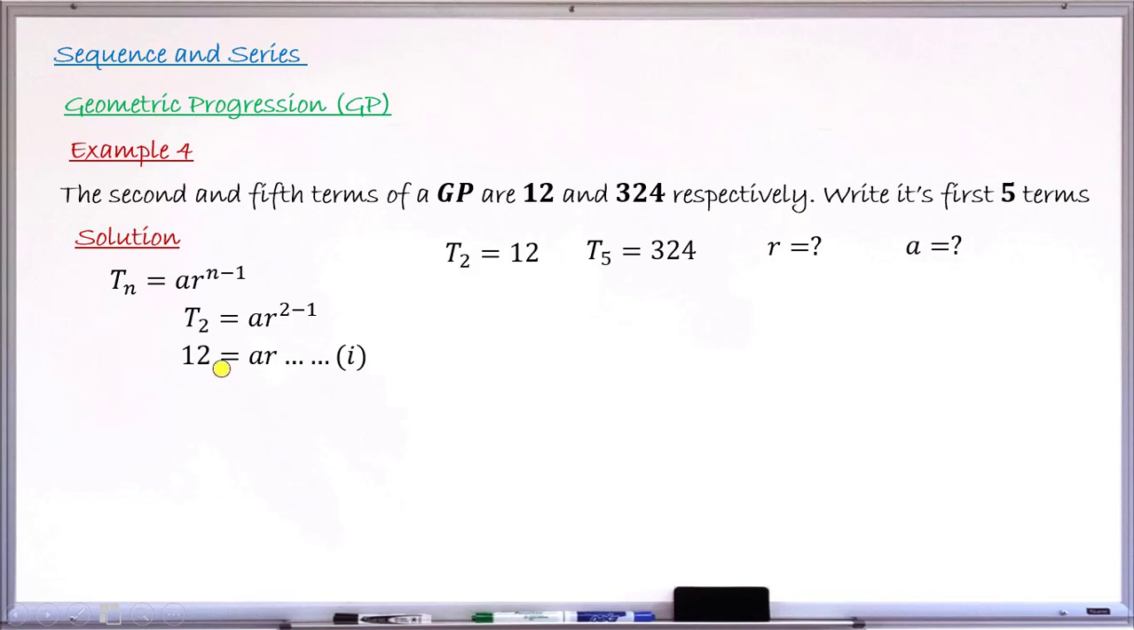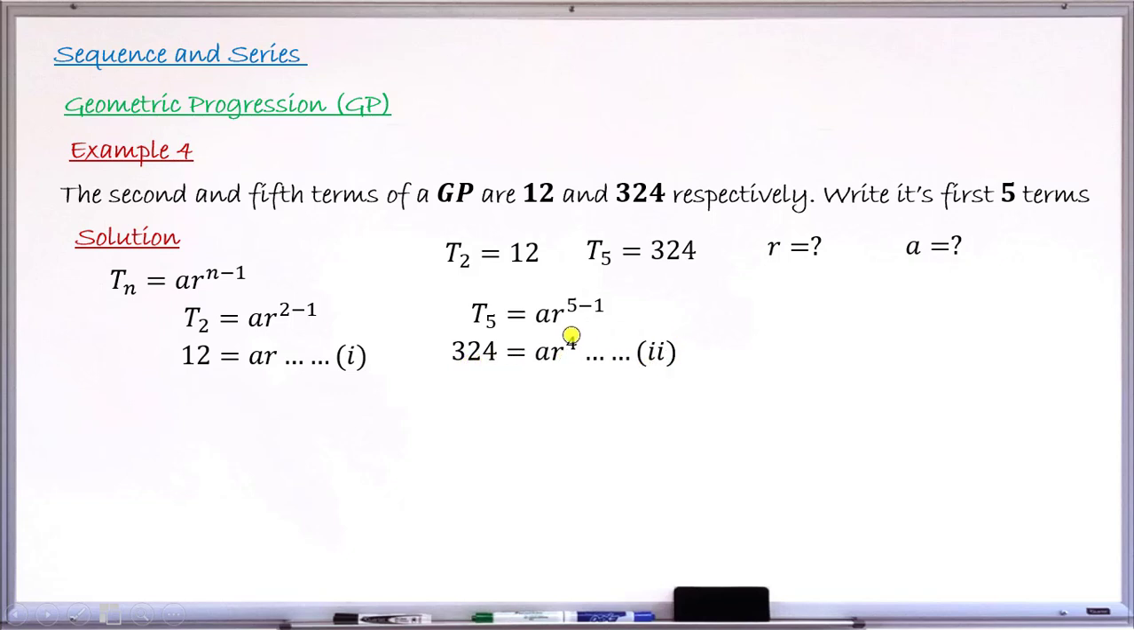So I have 12 equals AR. I'll now substitute the term number 5 in this very formula. So I'm going to have T5 equals AR raised to the power of 5 minus 1. I have replaced the n by 5. 5 minus 1 gives you 4, and replacing T5 by 324, you now have the second equation: 324 equals AR raised to the power of 4.